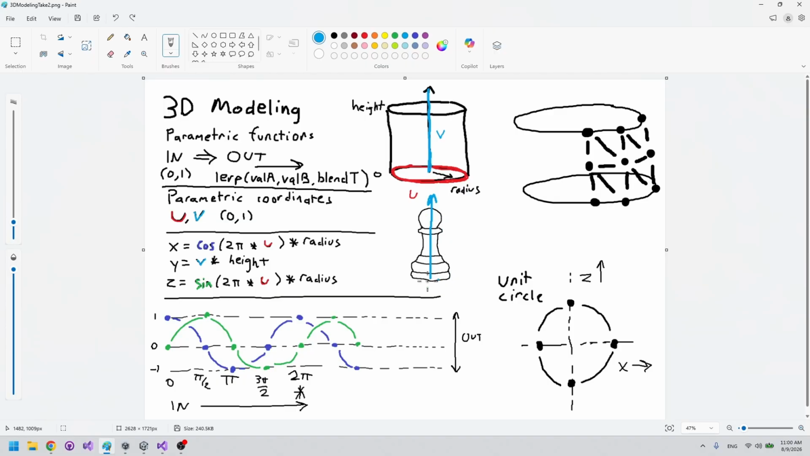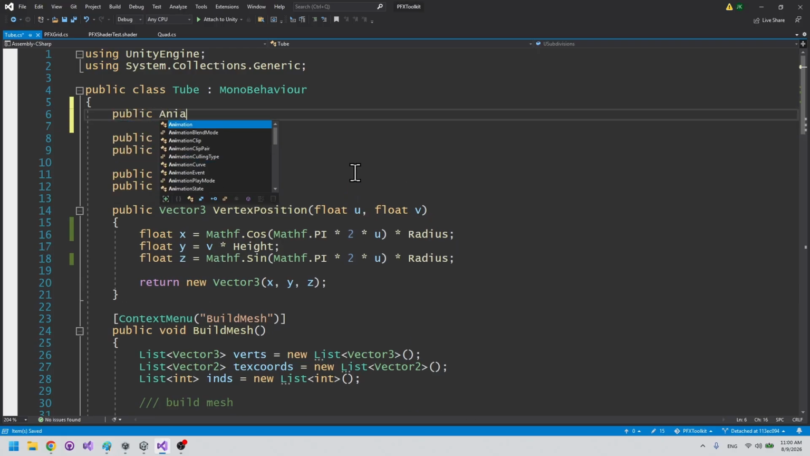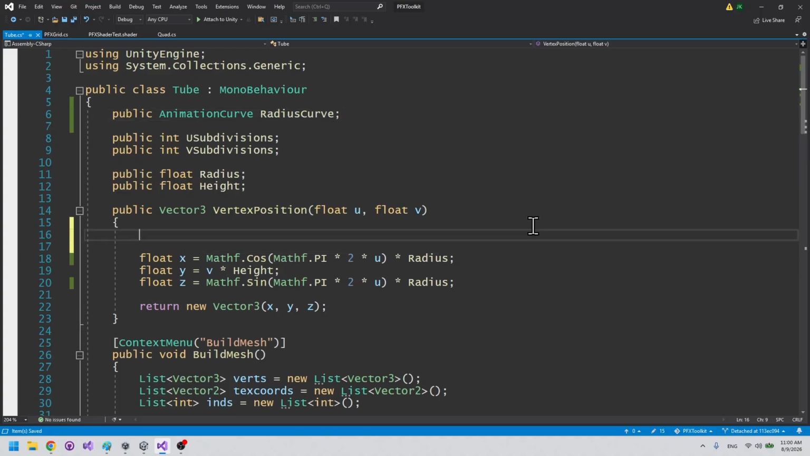But for now, let's just use an animation curve, which is kind of a Unity built-in tool. And I think this is a pretty useful tool to just get something up and running pretty quickly, so we can kind of change the shape and see what happens. So we can call this our radius curve, let's say. And we can create, let's say, a curve radius multiplier by taking this curve and evaluating it, here we go, with our V parameter.